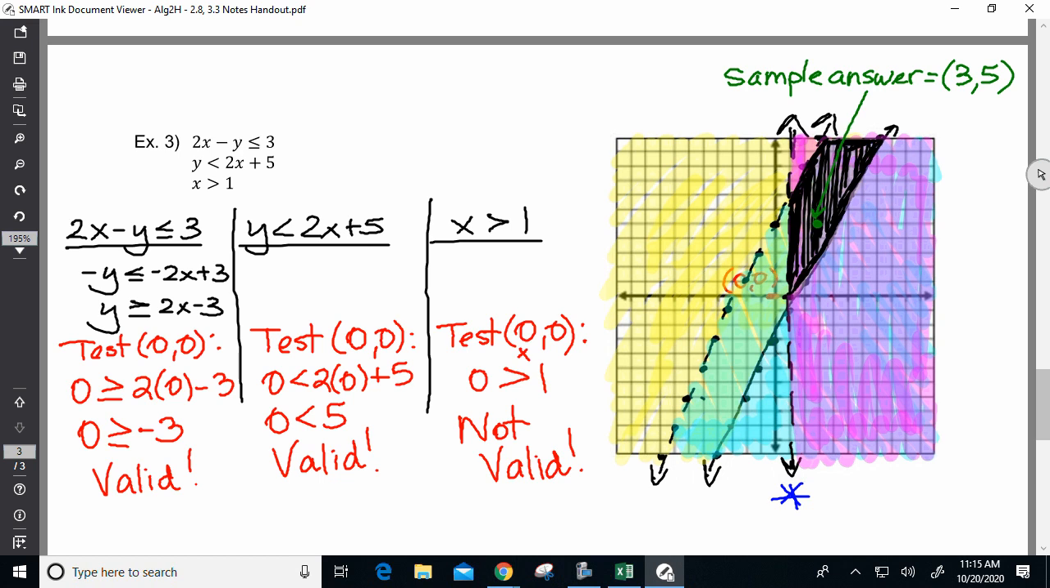So that's how I'll know whether or not you did it correctly. I'll take your sample answer and plug it into all of those inequalities. And if it works, then I know you did the problem correctly. If it doesn't work, then I gotta go find your mistake. Any questions before we work on the word problem?